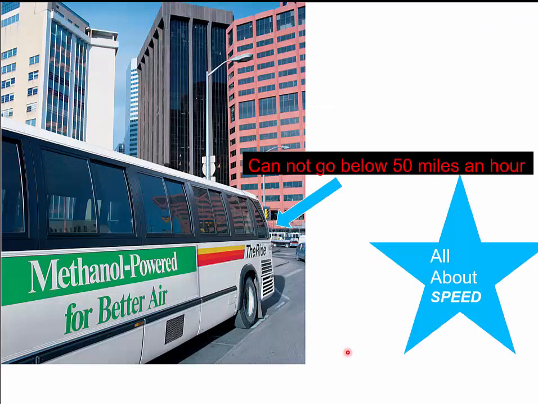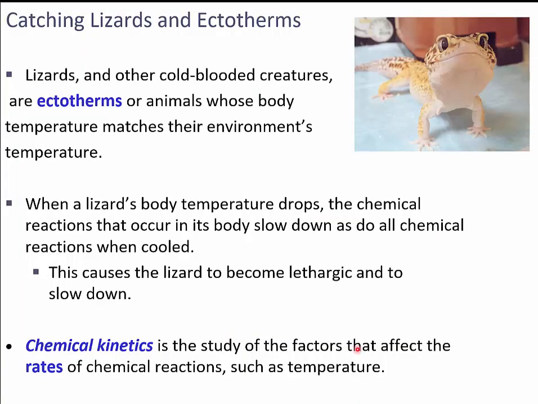So what is kinetics? Kinetics is all about speed or rate of reaction. So for example, catching lizards, an ectotherm, since this guy looks very much like my pet lizard. Lizards and other cold-blooded creatures are ectotherms, or animals whose body temperature matches their environment's temperature. When a lizard's body temperature drops, the chemical reactions that occur in its body slow down, as do all chemical reactions when cooled. This causes the lizard to become lethargic and to slow down. Chemical kinetics is the study of the factors that affect the rates of chemical reaction, such as temperature.